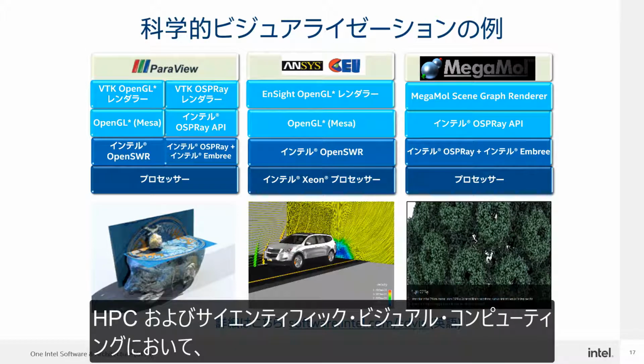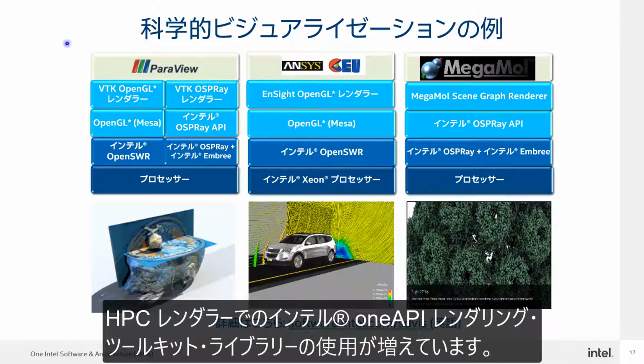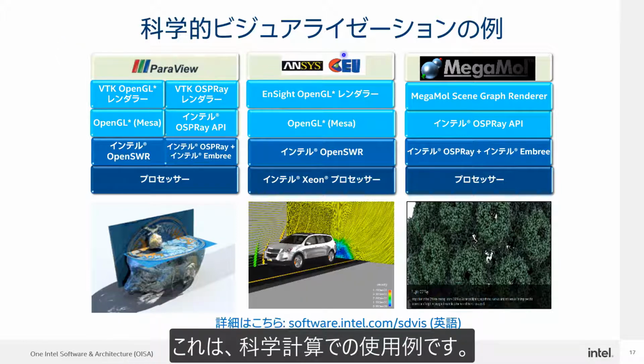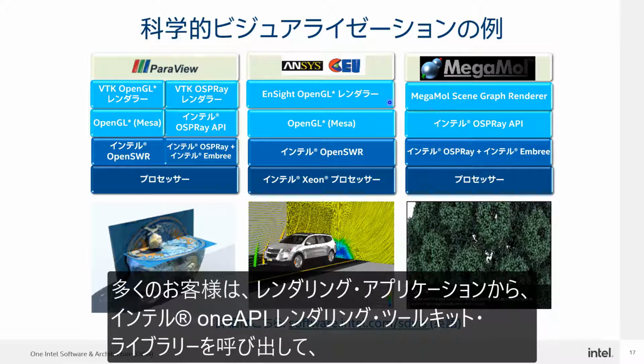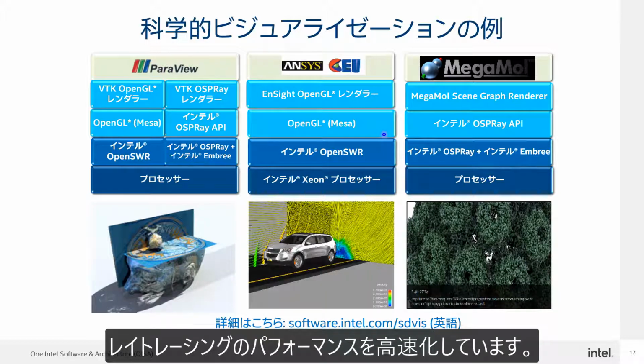HPC renderers increasingly use the Intel rendering toolkit libraries in HPC and scientific visual computing. This is an example of rendering toolkit being used in scientific computing. Some customers include the Intel rendering toolkit libraries in their own in-house renderers. And we're also seeing a lot of customers using applications that directly call the Intel rendering toolkit libraries to accelerate ray tracing performance.